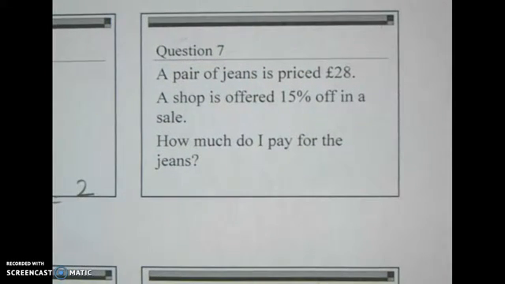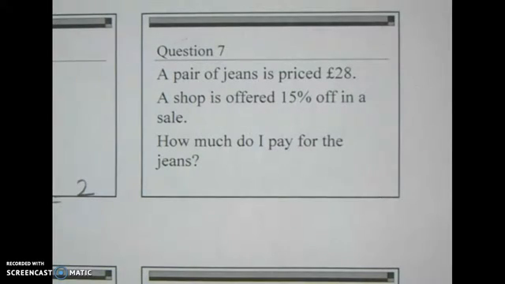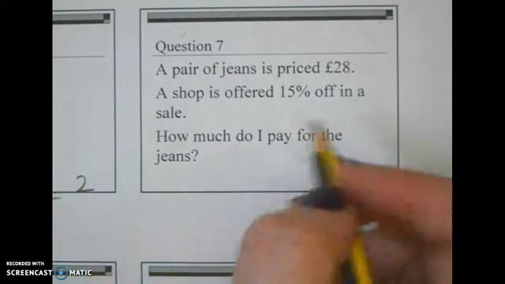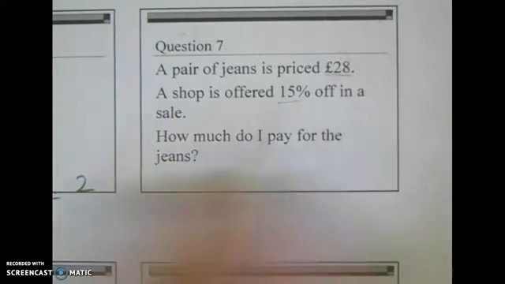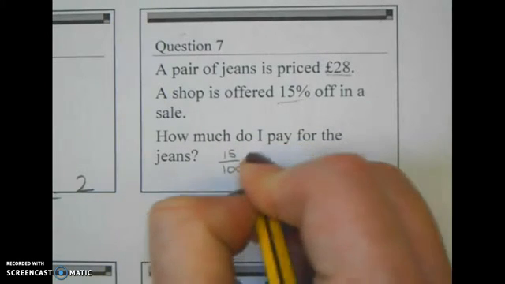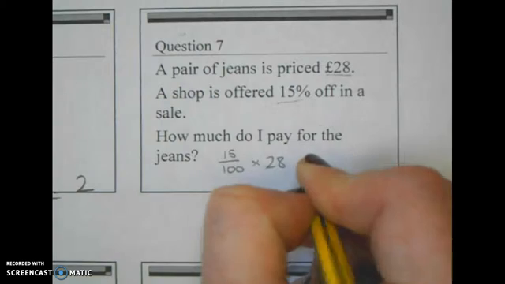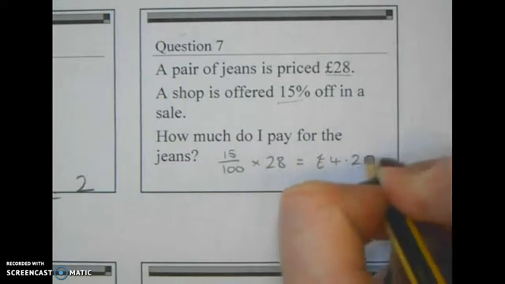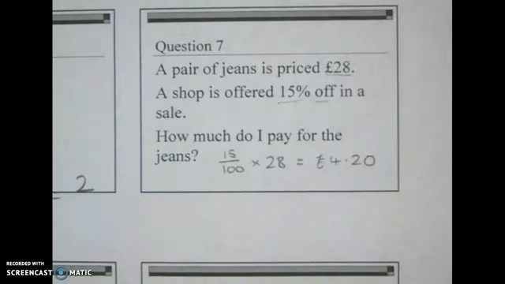Question 7 is a percentage question. So we want to get 15% of the price off in the sale. So we want to work out 15% of £28. So 15 over 100 times 28, and that gives me £4.20. So that's how much I'm getting off the price of jeans.